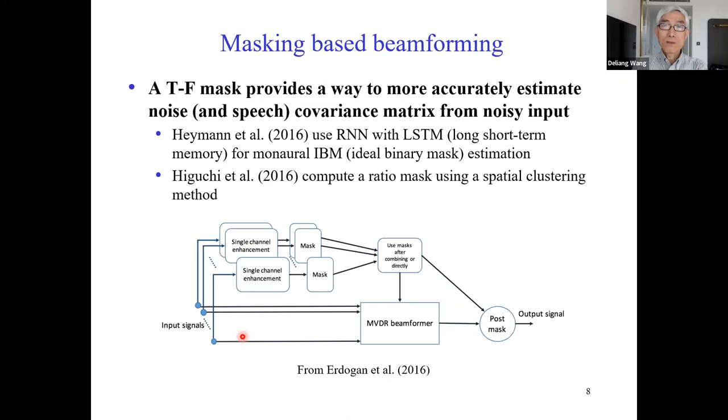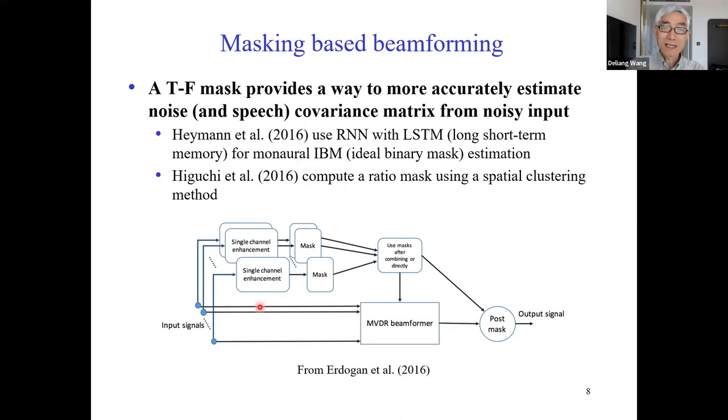So when you have a time frequency mask that indicates the target signal in the time frequency representation, then it provides a way of more accurately estimating the covariance matrix of the noise. And this is done through two seminal studies published in 2016. Heymann et al. use a recurrent neural network to estimate the monaural ideal binary mask, or IBM. Higuchi et al. compute a mask using spatial clustering.